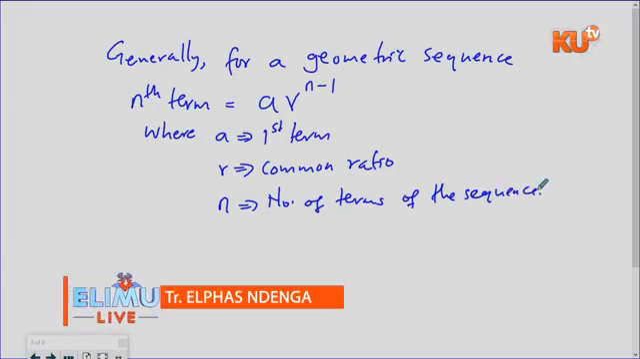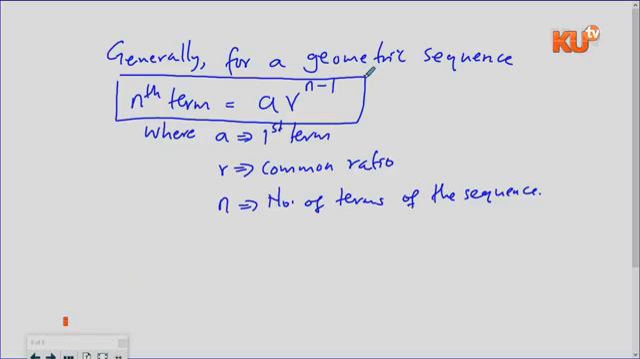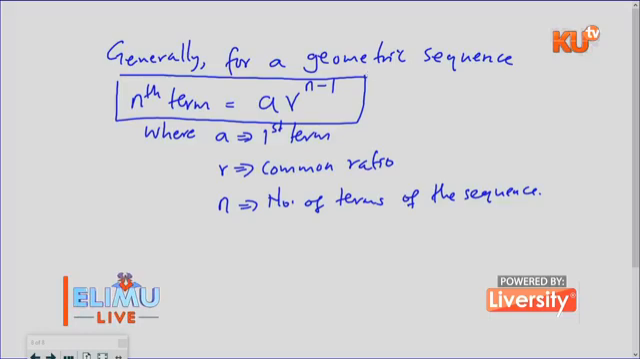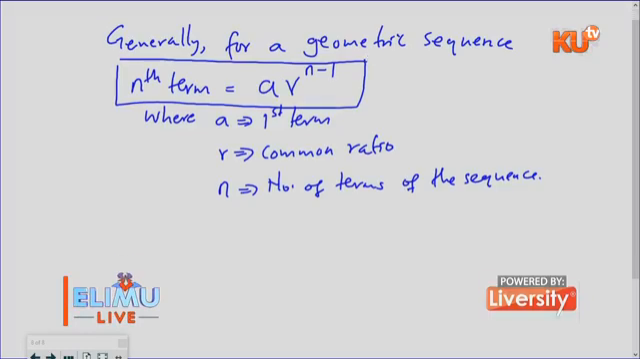That is the formula that you have to understand and be able to remember every time you are given a question in geometric sequence: that the nth term is given by a r power n minus 1. I want us to use the previous sequence, which was 3, 9, and 27, to explain this formula and see how it works.